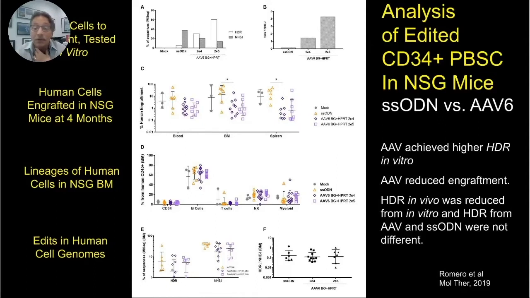And so our conclusions were AAV achieved higher HDR in vitro, but AAV reduced engraftment in our hands, and it may be the preps of AAV that we're using. HDR in vivo was reduced from in vitro, and the AAV and the oligo were not different.